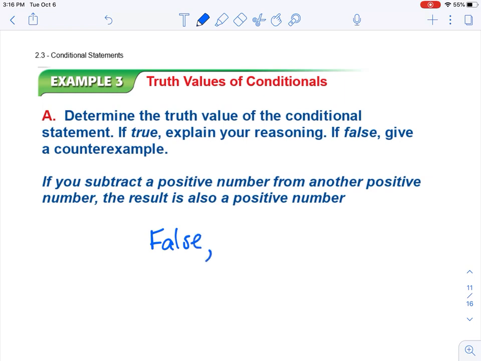It says if you subtract a positive number from another positive number, so let's say 8 minus 12, it should be another positive number based on this. But in this case, it is not. So this is our counterexample to this conditional statement.